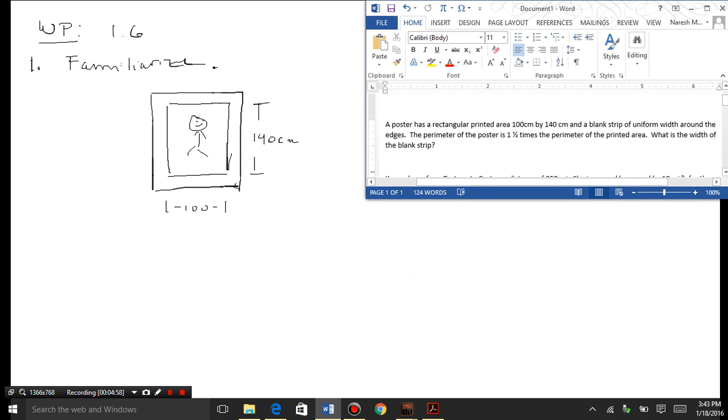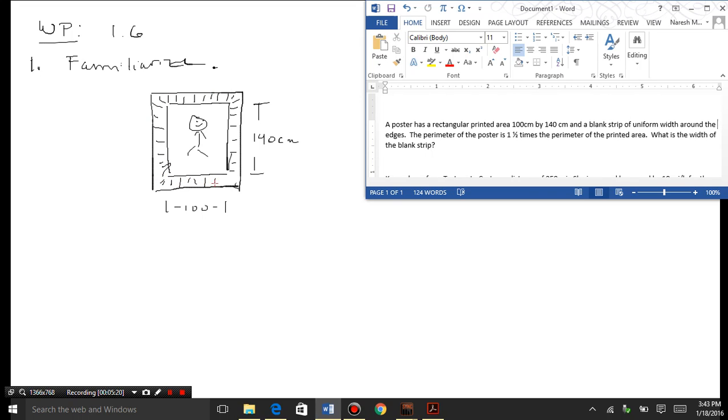Then it says, and a blank strip of uniform width around the edges. So what does that mean? Are they talking about the width here to here? No. They're talking about this. This is supposed to be the same width all the way around the poster.